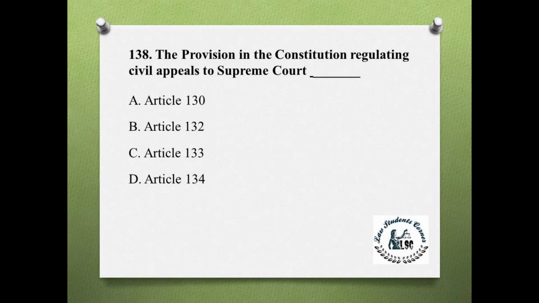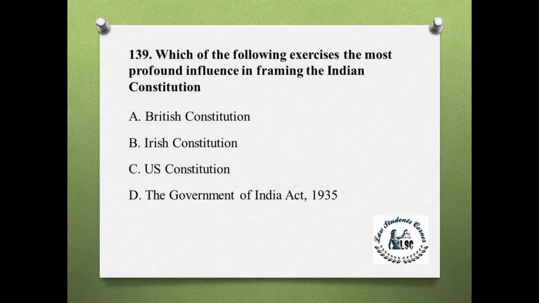Correct answer is option C, Article 133. Question number 139. Which of the following exercises the most profound influence in framing the Indian Constitution? Option A, British Constitution, option B, Irish Constitution, option C, US Constitution, option D, the Government of India Act 1935. Correct answer is option D, the Government of India Act 1935.